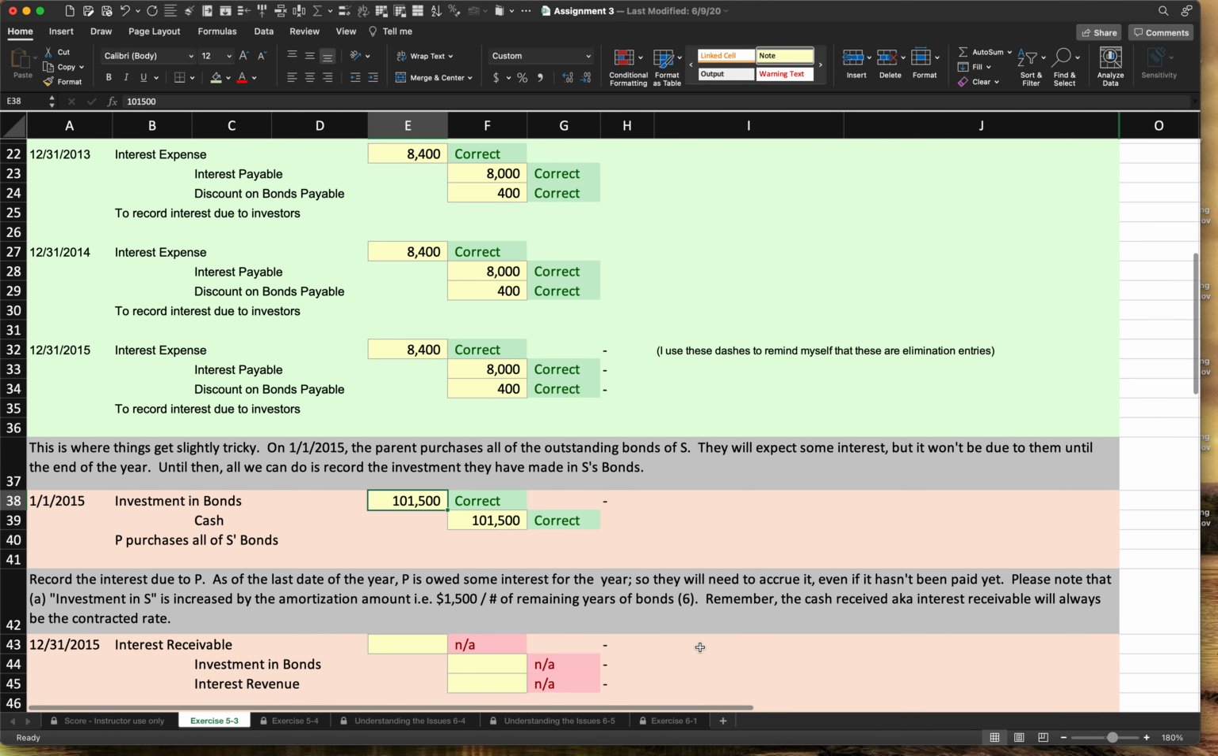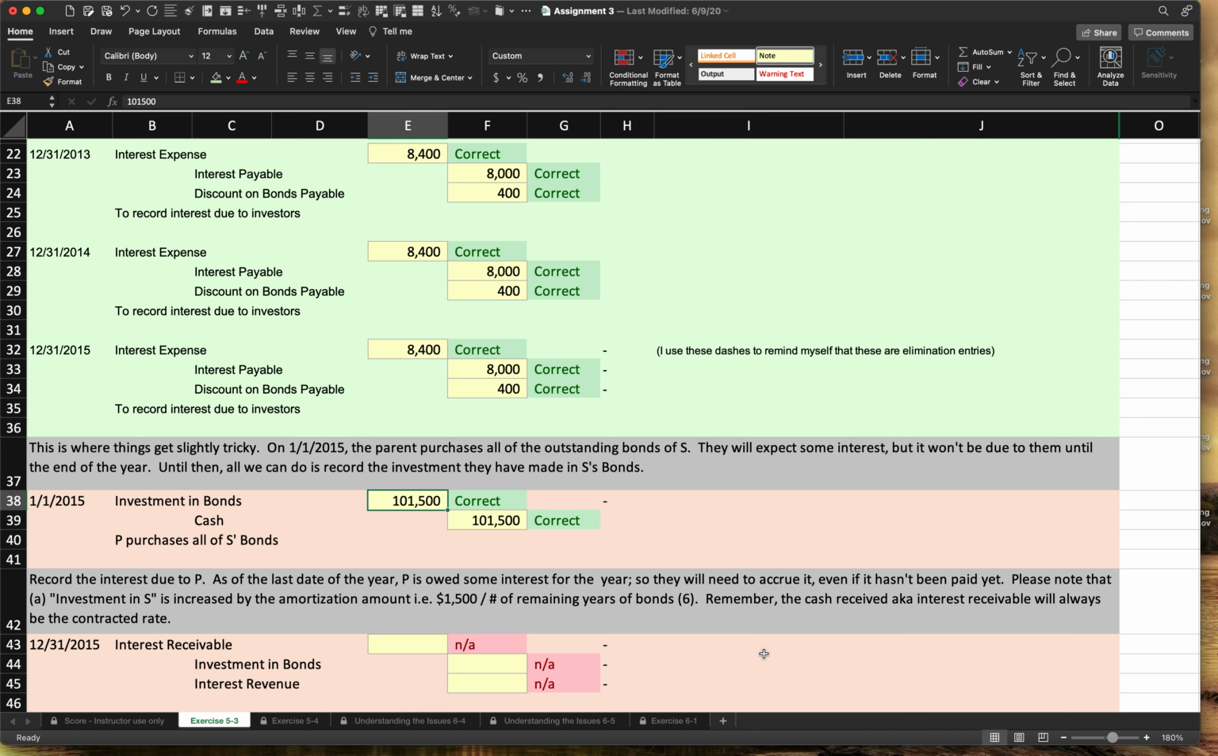At the end of the year, we're going to record the interest due to parent. Again, this peach coloring here represents the accounting books of the parent, the greenish, the accounting books of the subsidiary, just to clarify and make sure we are straight. All right, so at the end of the year, the parent wants to accrue the interest that is owed to them for having invested all of this money in these bonds.